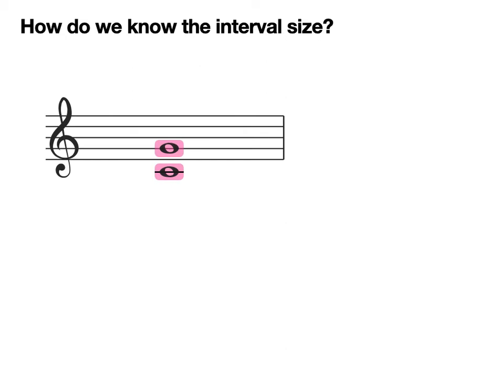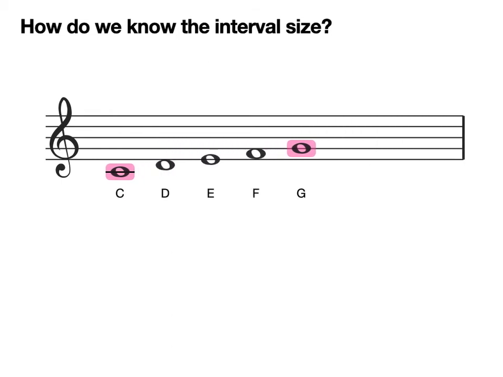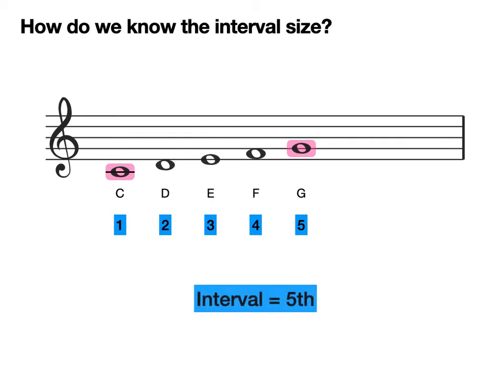What about this harmonic interval? We have a C and a G. Let's write out the beginning of the C major scale again and label it with the degrees of the scale. As you can see, G is the fifth degree of C major, making the interval between C and G the interval of a fifth.